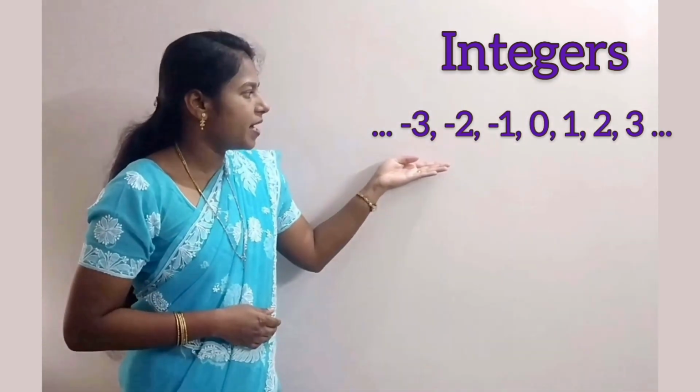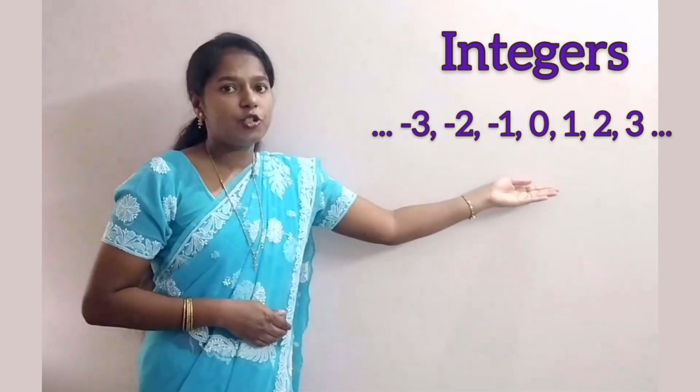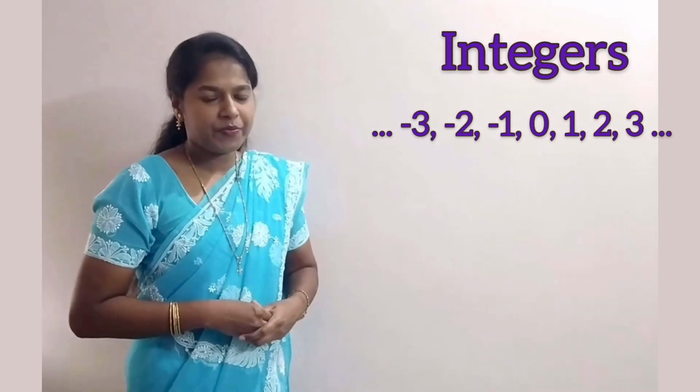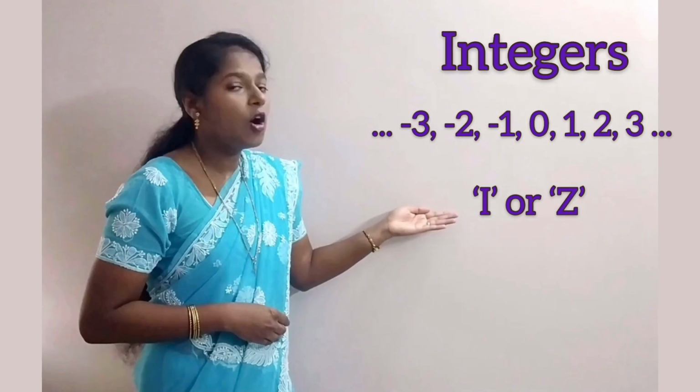The next classification of numbers is integers. Integers consist of negative of natural numbers together with whole numbers: -1, -2, -3 and so on, 0, 1, 2, 3 and so on. The set of integers is denoted by I or Z.